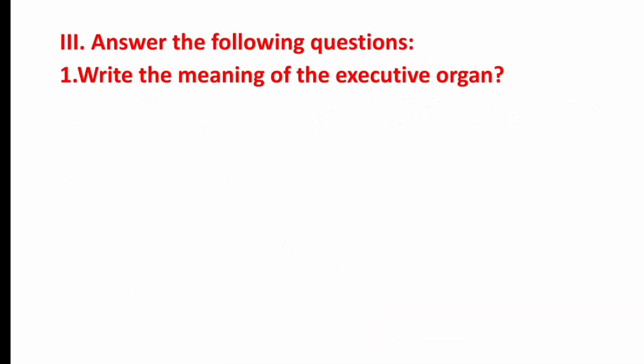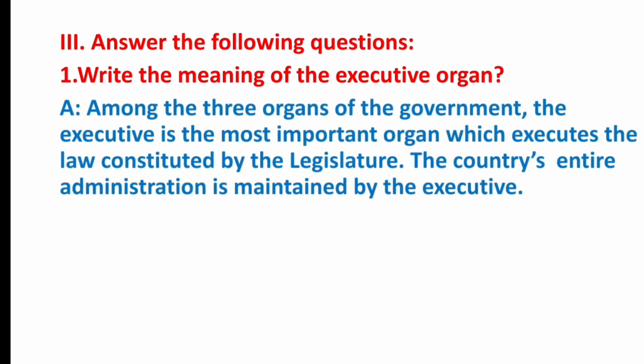Answer the following questions. Write the meaning of the executive organ. Among the three organs of the government, the executive is the most important organ, which executes the law constituted by the legislature. The country's entire administration is maintained by the executive.